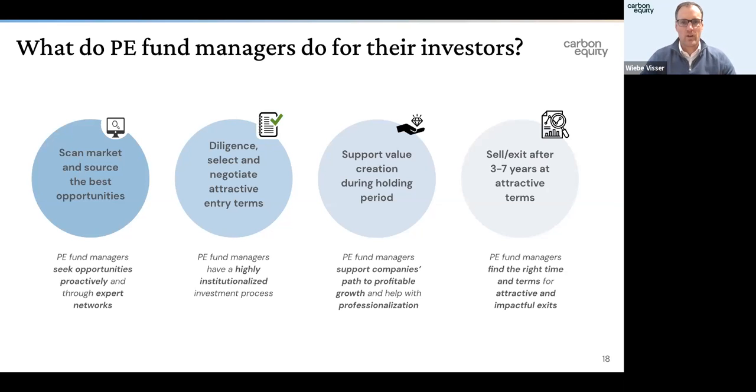They spend time with advisors. Could be financial advisors, could be scientific advisors, could be audit firms, anyone who can help them diligence the opportunity they will bring along, and then ultimately select the best opportunities and negotiate the best terms. And then finally, once they have acquired it, that's where the magic happens. That's where they create value.